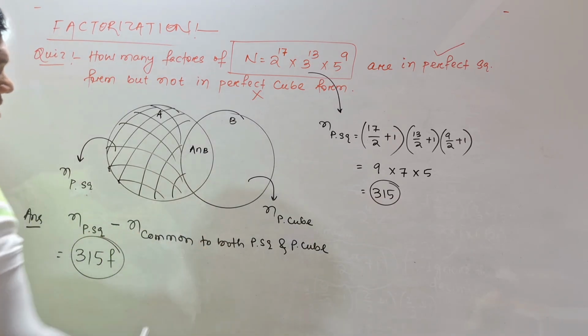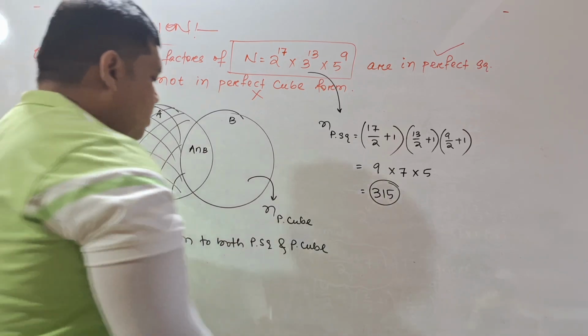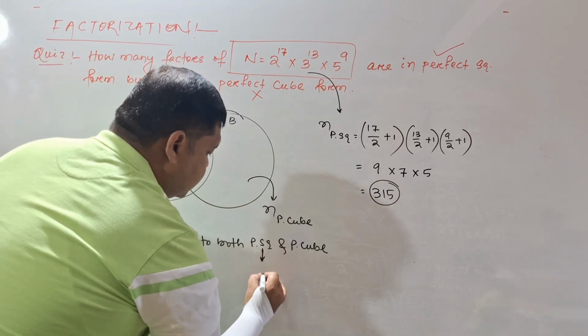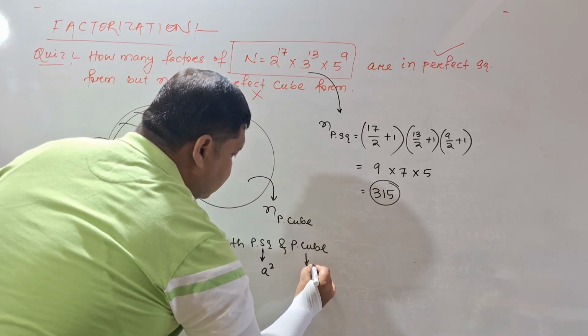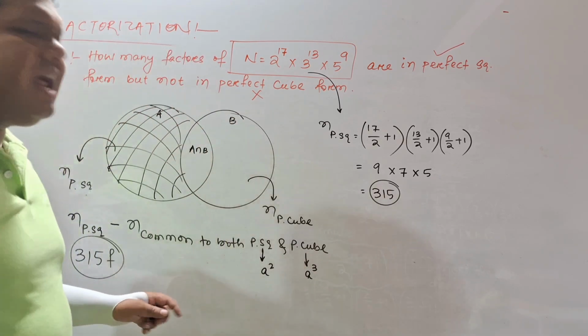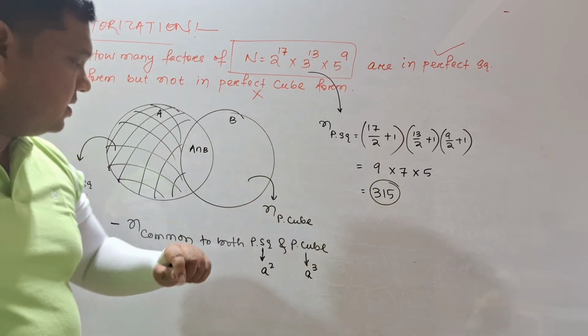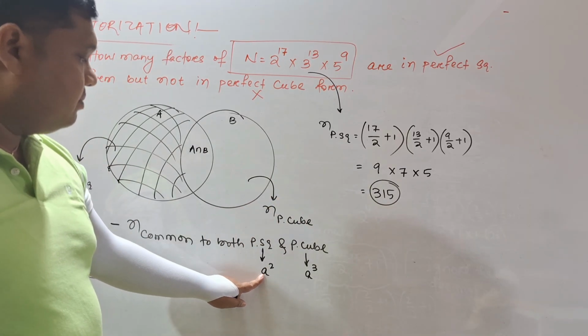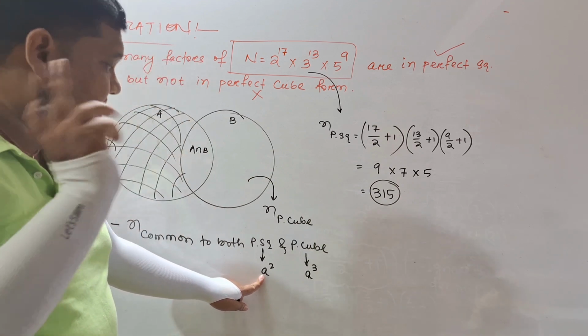Now how many factors are common to both perfect square and perfect cube? Perfect square means a square form, and perfect cube is a cube form. That means, and means multiplication. This is not and, perfect square and perfect cube. So here what I will do, I have to select that combination whose power is a multiple of 6.